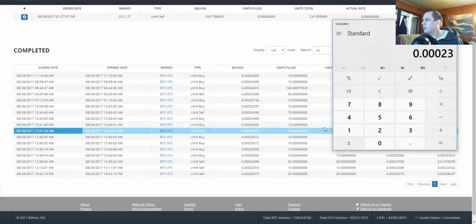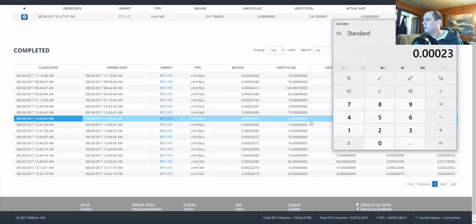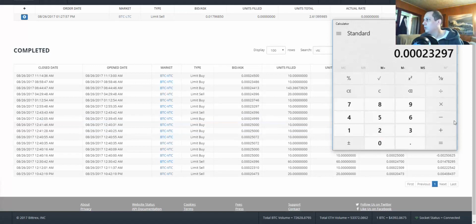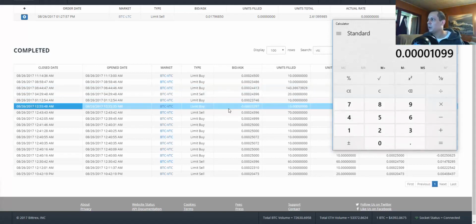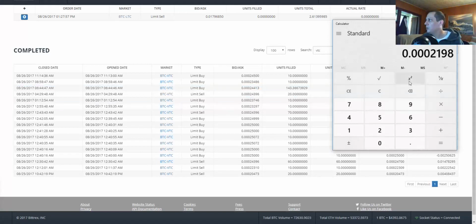Units, which were 20. This isn't exact, but it'll give you an idea just off that one trade. And it's nice. It's working 24/7.